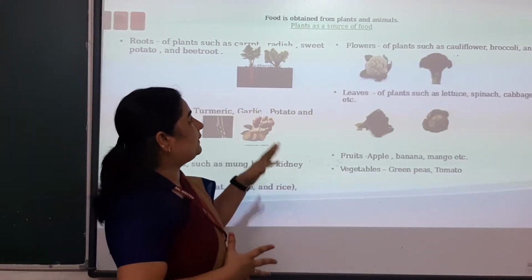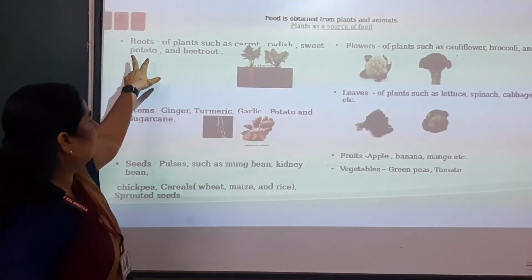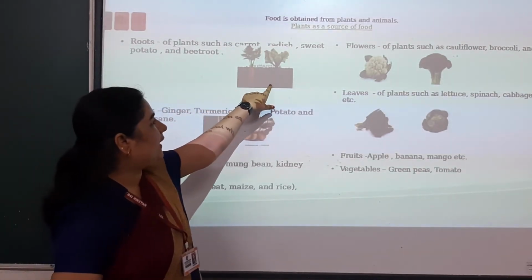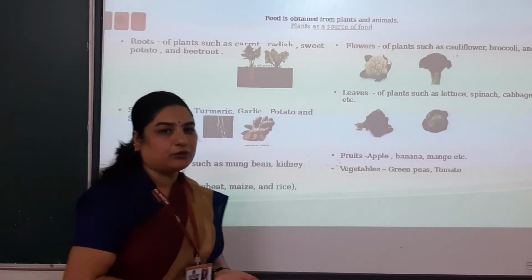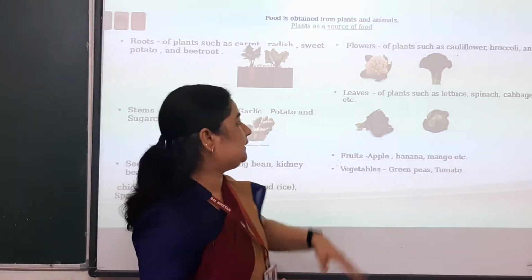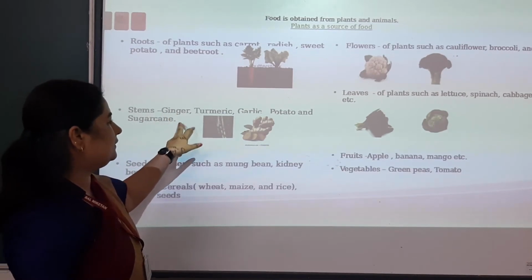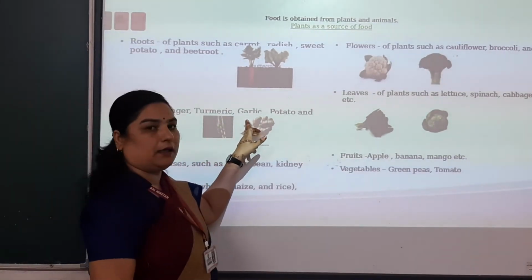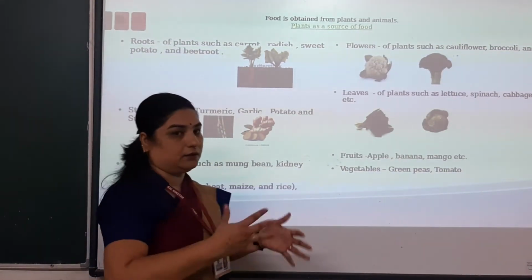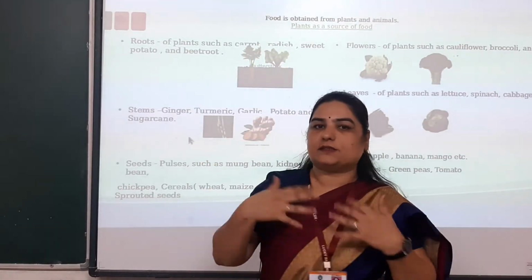So let's come to plant sources. Many parts of plants are eaten by us as food. If we talk about roots of plants, look at the picture: carrot, radish, sweet potato, beetroot. These are the root parts of a plant where starch is stored and which are eaten by us as food. Done. Now stems: ginger, turmeric, garlic, potatoes and sugar cane. In the stems of these plants, starch is stored, so they are eaten by us.